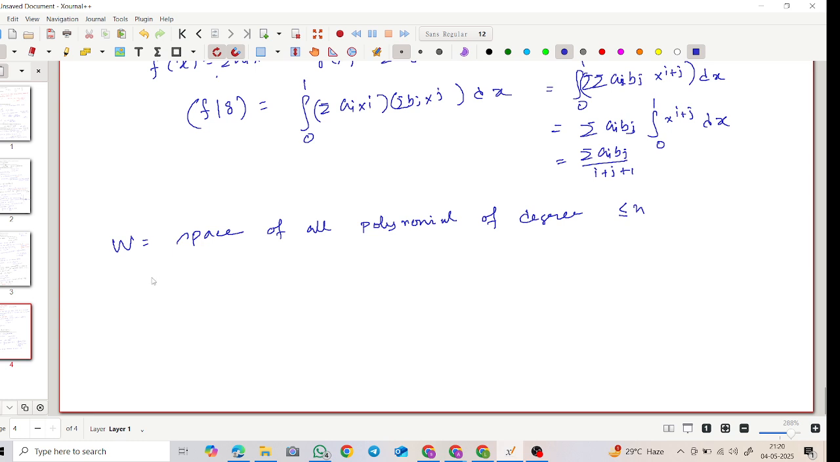So now you have a basis there, 1, x up to x to the power n. Now you see x to the power i minus 1 inner product x to the power j minus 1. What will it be?